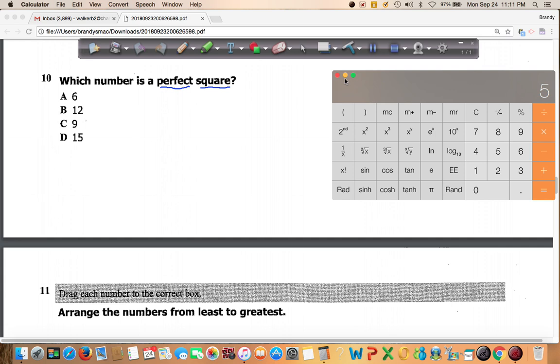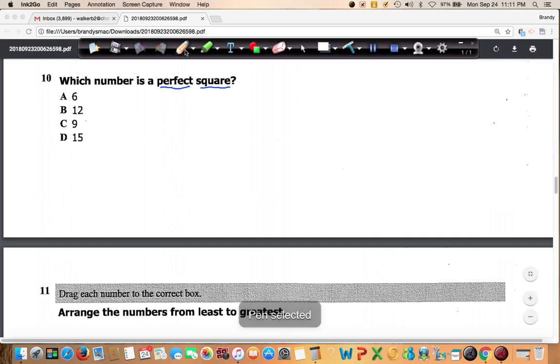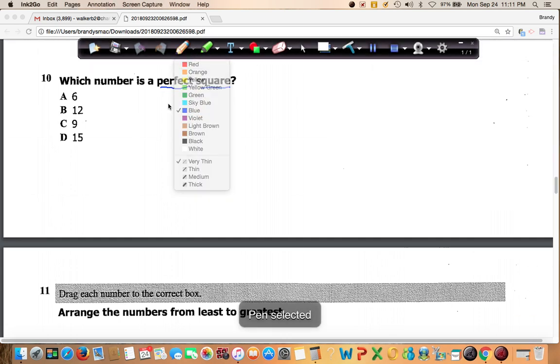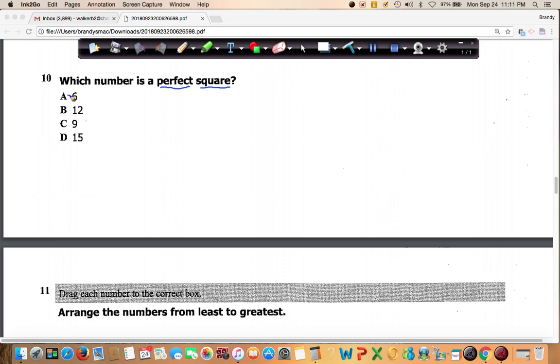So what you need to do to solve this problem is you are going to take the square root of each of these and you are going to figure out which one gives you a whole number, a counting number. And when you do that, 3 of these are going to give you irrational numbers, decimals that go on forever. One of them will give you a whole number, a natural number. Pick the whole number. There is your perfect square.